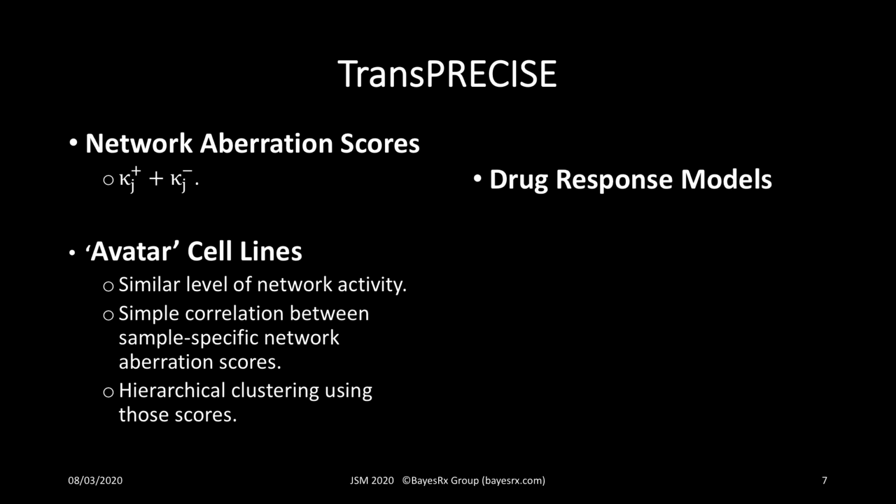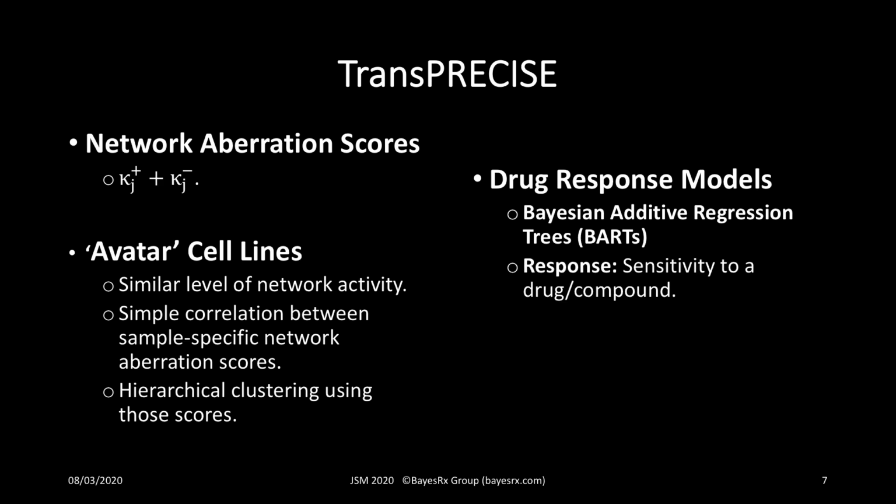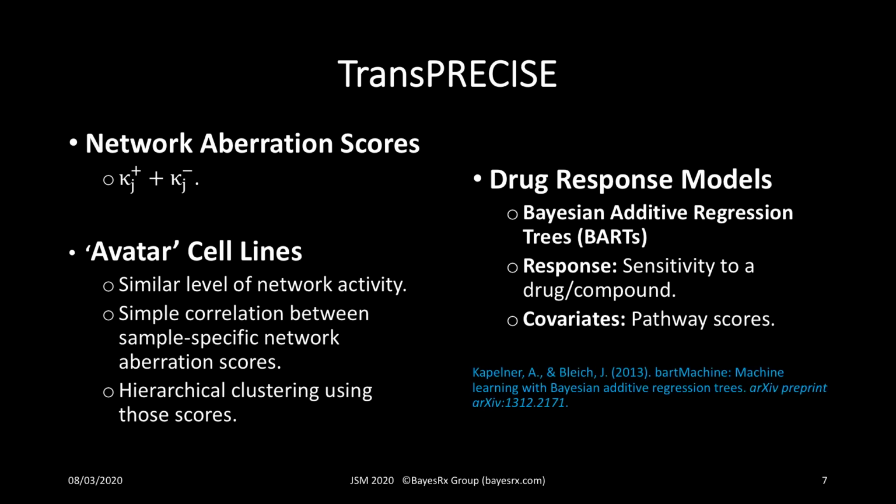We can also use them in drug response models, in the sense that for cell lines, we can now fit models using response or sensitivity to a drug as our response variable, and these pathway scores as our covariates. The specific model that we use is Bayesian additive regression trees, or BART, and that is implemented using this R package called bartMachine, which is already out there. The primary reason behind selecting this model is that BART is good both with selection and prediction.